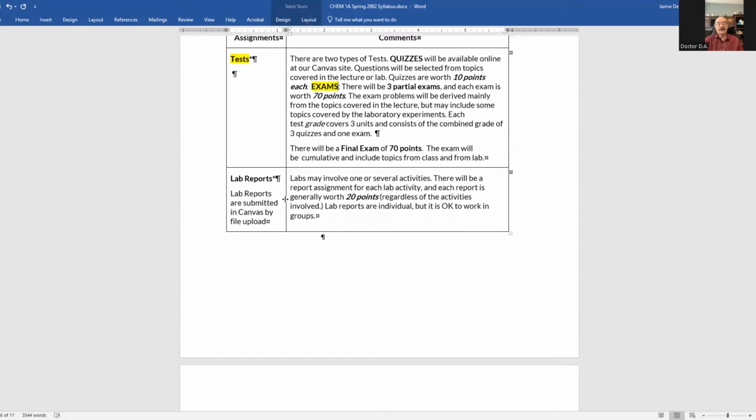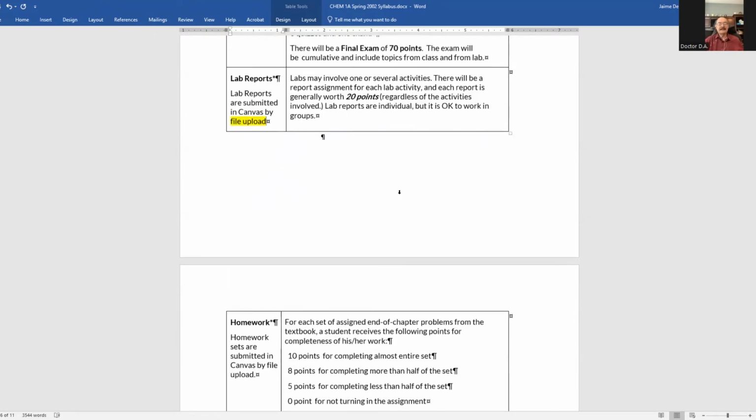We have lab reports. Now, it says here they're submitted in Canvas by file upload, and that's probably going to change between now and the beginning of the semester. I put that in there because at the time of doing this video, and this is again spring of 2022, there is still a concern about whether we'll be able to actually meet in person at all. So I'm keeping it in there just in case. But most likely, you will turn your lab reports on paper. But we'll see. We'll talk about that on the first day of classes.